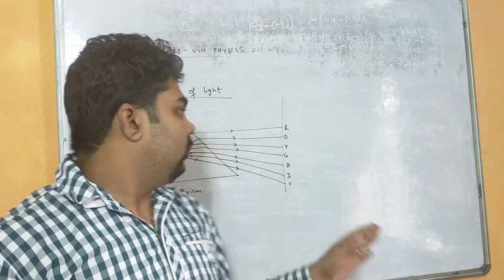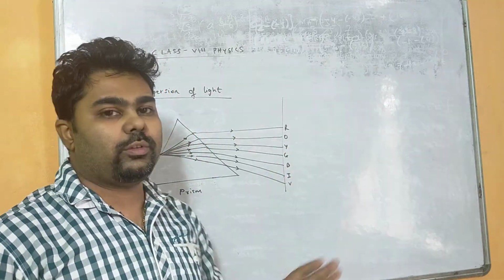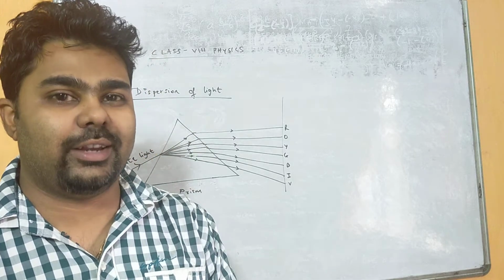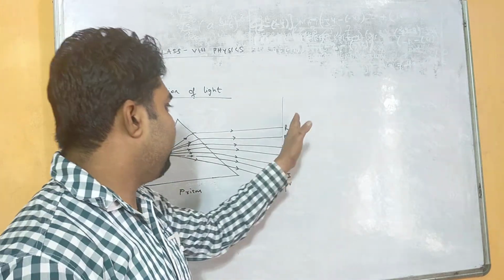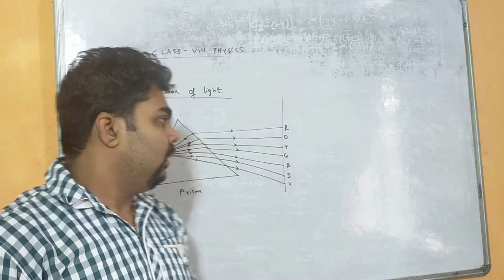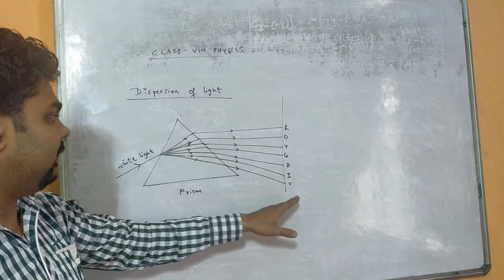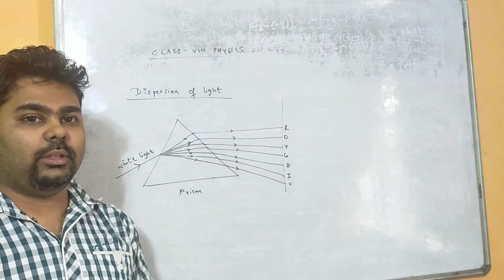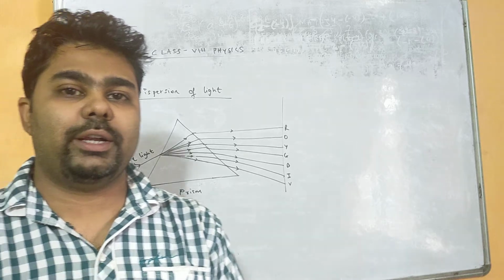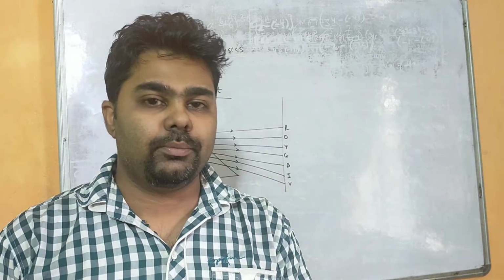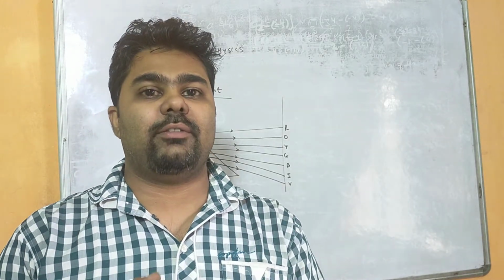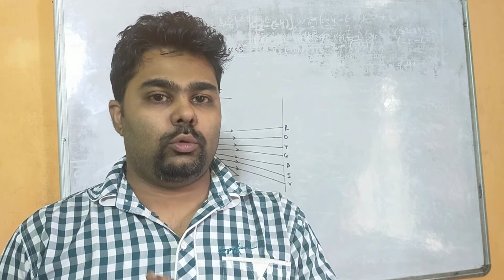Right? So this was VIBGYOR. So 7 different colors, we call it rainbow colors also. Right? So 7 different colors are found. Now why does this dispersion take place? This dispersion takes place because the white light consists of 7 different colors, and these 7 different colors have different wavelengths. Okay, so their wavelength and frequency are different.